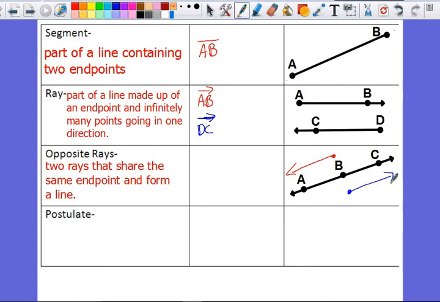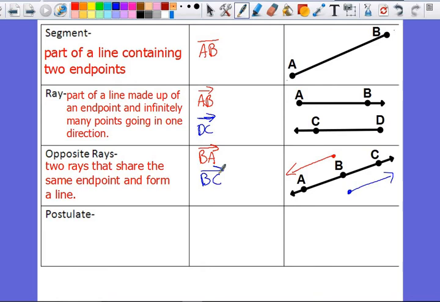middle point. So the first ray we will call BA because it starts at B and works its way to the left to A. Now remember, we still draw our arrow pointing to the right regardless when we're identifying it, okay? And then our second ray that would be considered the opposite ray with that would be ray BC. All right?